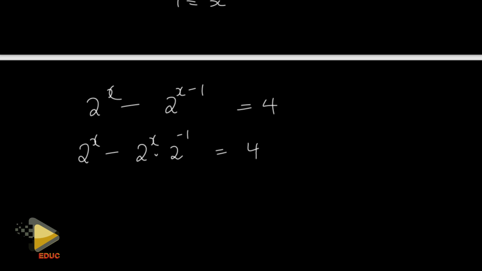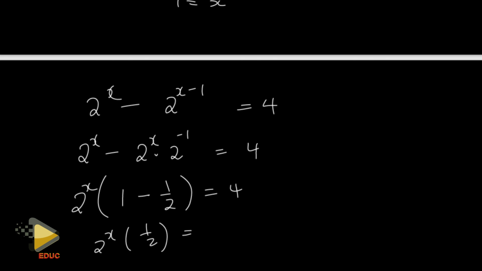The first law. Because if we add up this, we must go back there. So take out the 2 to the x. We'll be left with 1 minus, and we know that 2 to the negative 1 is just a half. This gives us 4. What is 1 minus a half? It's a half. It's equal to 4. Then divide both sides by a half. That cancels that. 2 to the x becomes 8.